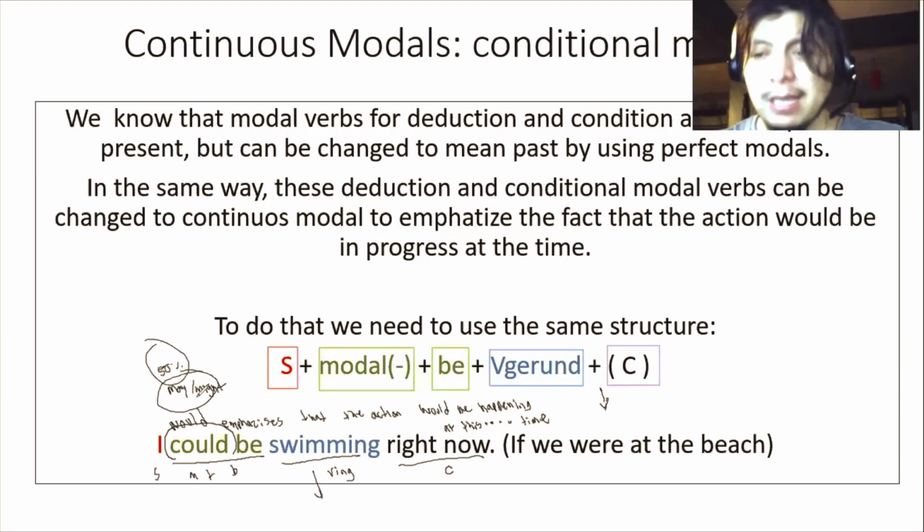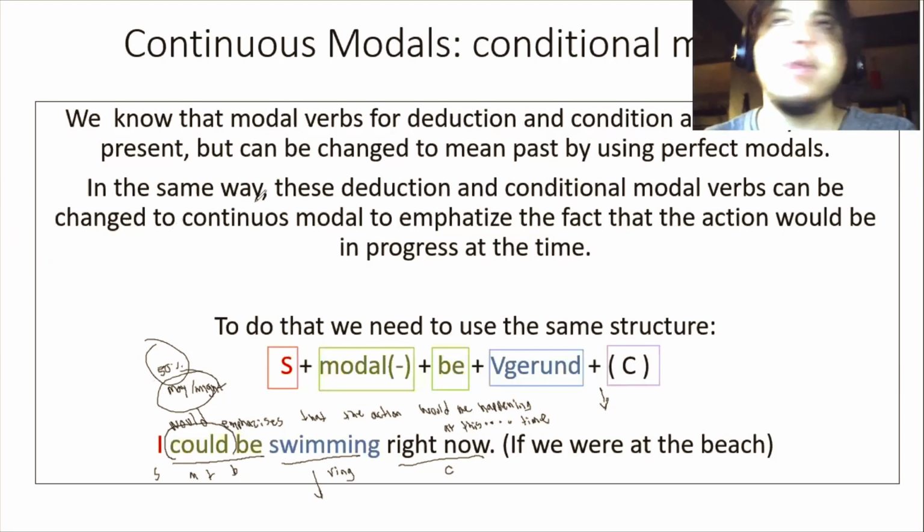That will be basically it for now. In the next episode, in the next video, we're going to be speaking about modal verbs for preference. It's going to be very quick. There is only one verb that we have to check, and that will be it for modal verbs, okay?